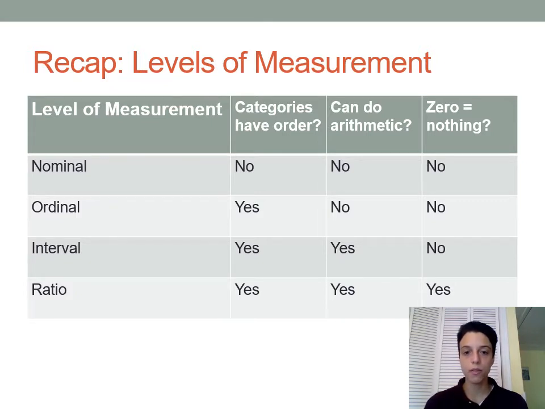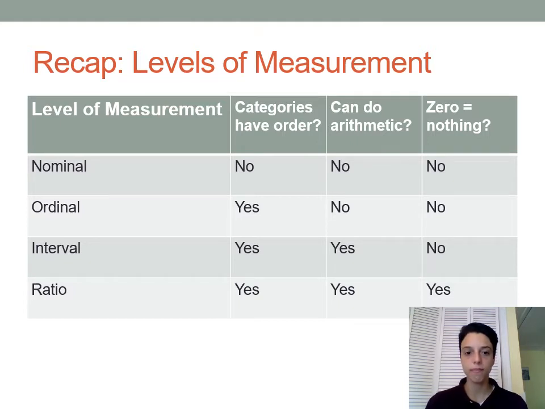Interval level variables are generally numerical, so they have categories that can be put in order, and you can do arithmetic with them, but they have no true 0 point. An example is temperature. So you can say that 10 degrees is colder than 50 degrees. You can do arithmetic with those numbers, right? So 10 plus 50 is 60. But we would say that it has no true 0 point because a temperature of 0 doesn't mean that there's no temperature.